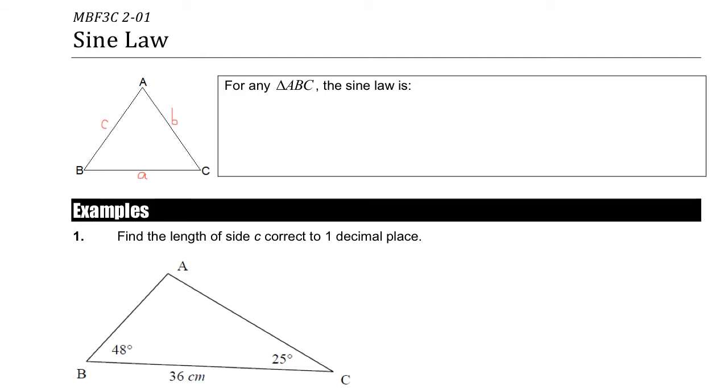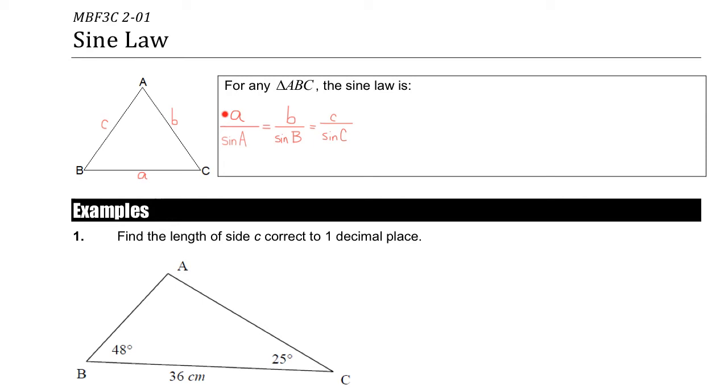The sine law is what we're talking about, and this is a way of solving for angles and sides in a triangle that doesn't have a right angle. The sine law states that the ratio between a side length and the sine of its angle is the same for each set of sides and angles. So if we compare the ratio between the length of side a and the sine of angle A, it's the same as the ratio between the side length of b compared to the sine of angle B. And it's the same for side c and angle C. So that's the sine law.